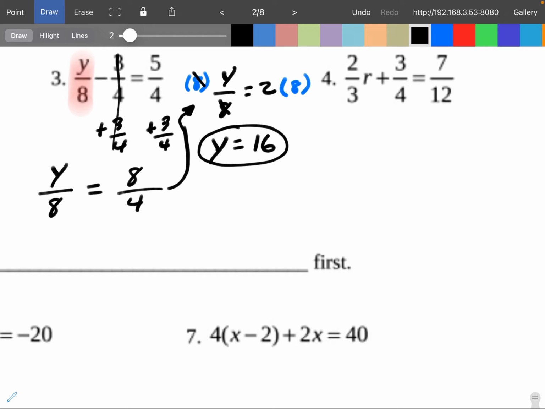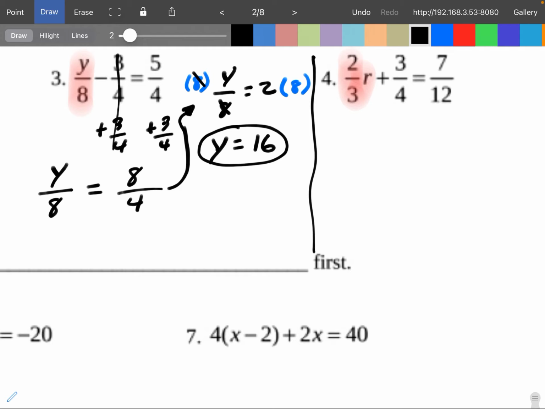All right, let's try this other one with fractions. This one doesn't look as nice because we're not going to have a common denominator. So let me kind of divide this off here. So, all right, the first step on this one, again, we want to get the term containing the variable by itself. So we want to get this term by itself.